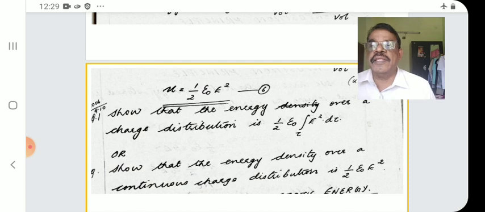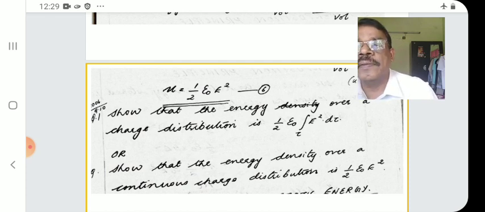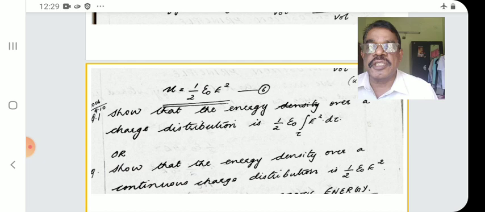And the question may be like this. Show that the energy over a charge distribution is half epsilon 0 volume integral E square dτ. That is for a complete volume. And for unit volume, show that the energy density over a continuous charge distribution is half epsilon 0 E square.